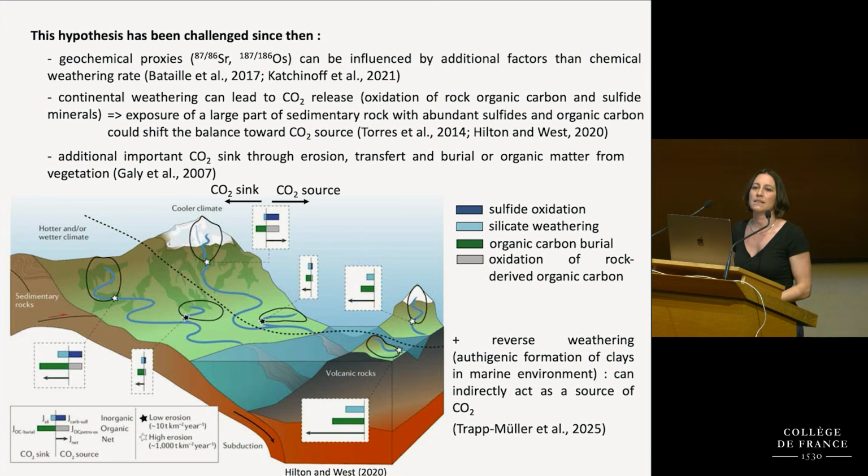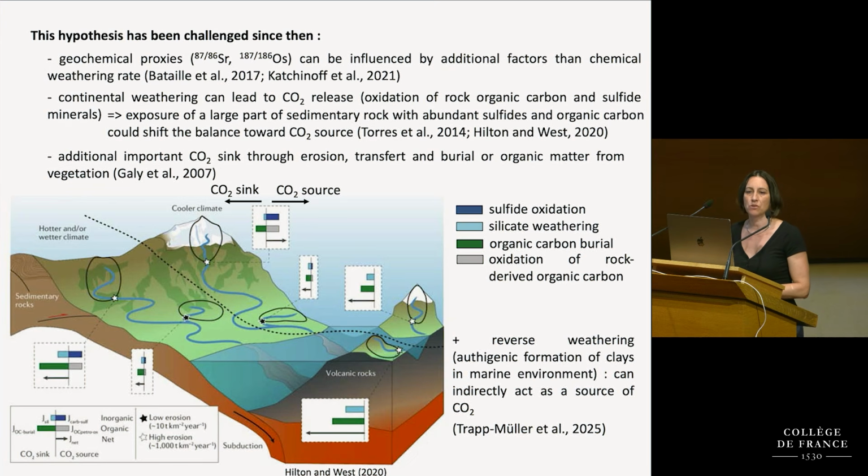For instance, basalts, we know, act in a much more efficient way than the weathering of granite, but different authors have also emphasized the importance of additional chemical reactions occurring during chemical weathering of continental surfaces, in addition to silicate weathering. That is, for instance, the oxidation of rock organic carbon contained in the rocks, or also of sulfide minerals. Both reactions can act as a source, direct or indirect, of CO2.